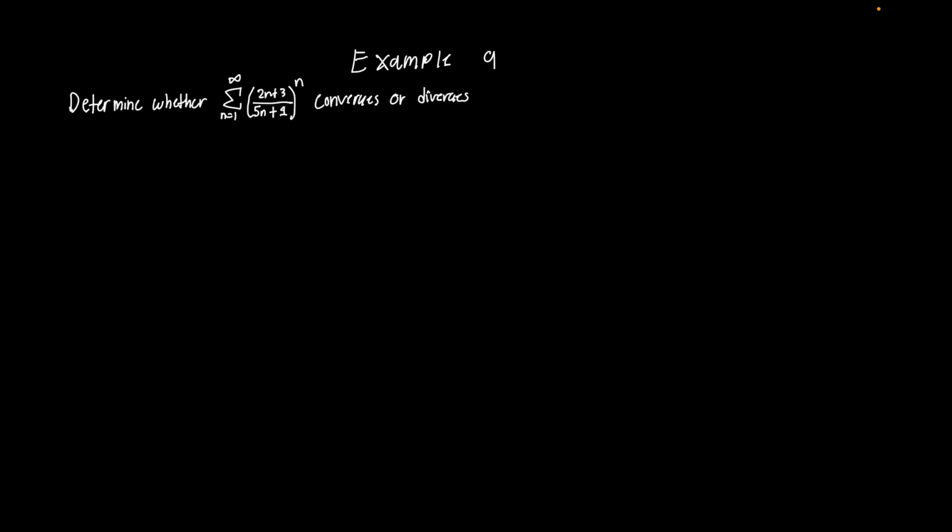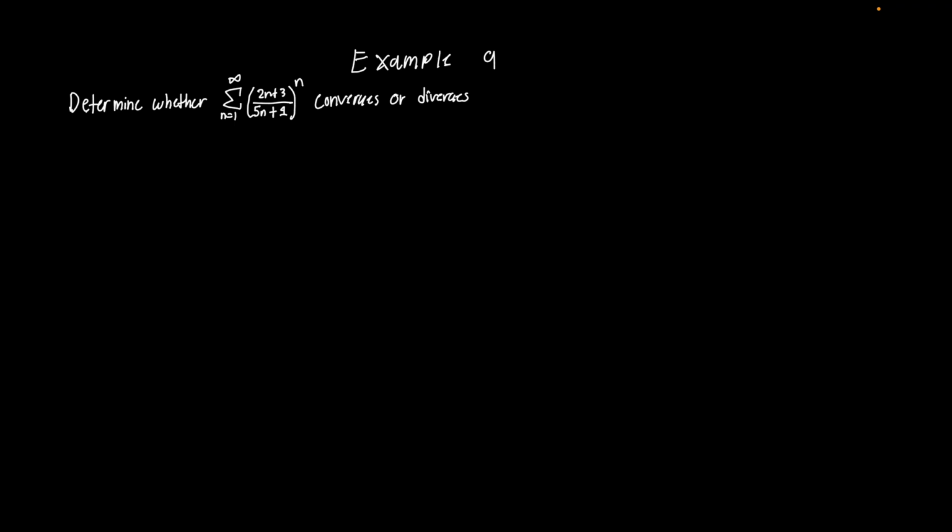So now we have example 9. Determine whether the series ((2n + 3)/(5n + 1))^n converges or diverges. You see everything is raised to the nth power. It just screams a simple test. And what's that test? Survey says it's the root test, right? We're trying to get rid of the n. The root test gets rid of the nth power by taking the nth root.